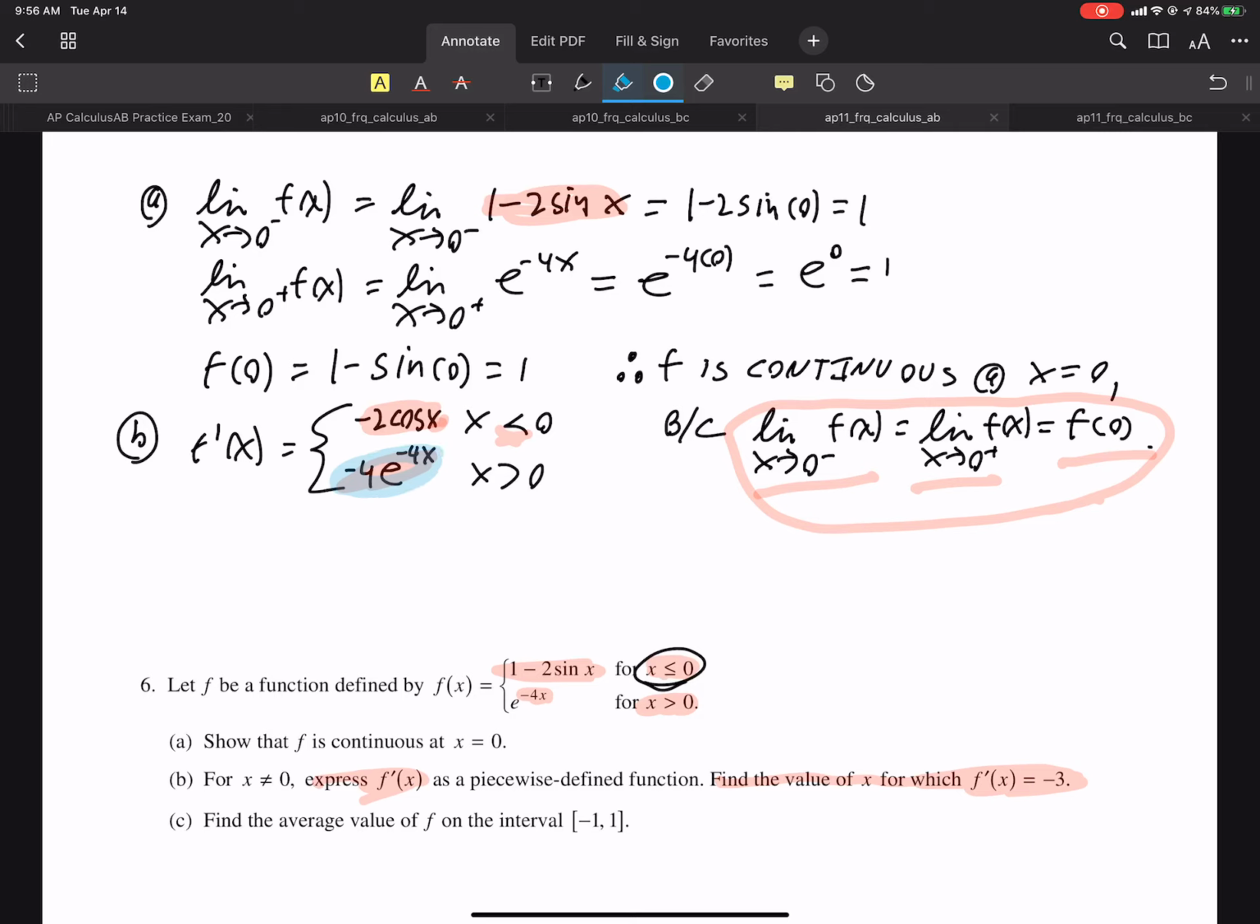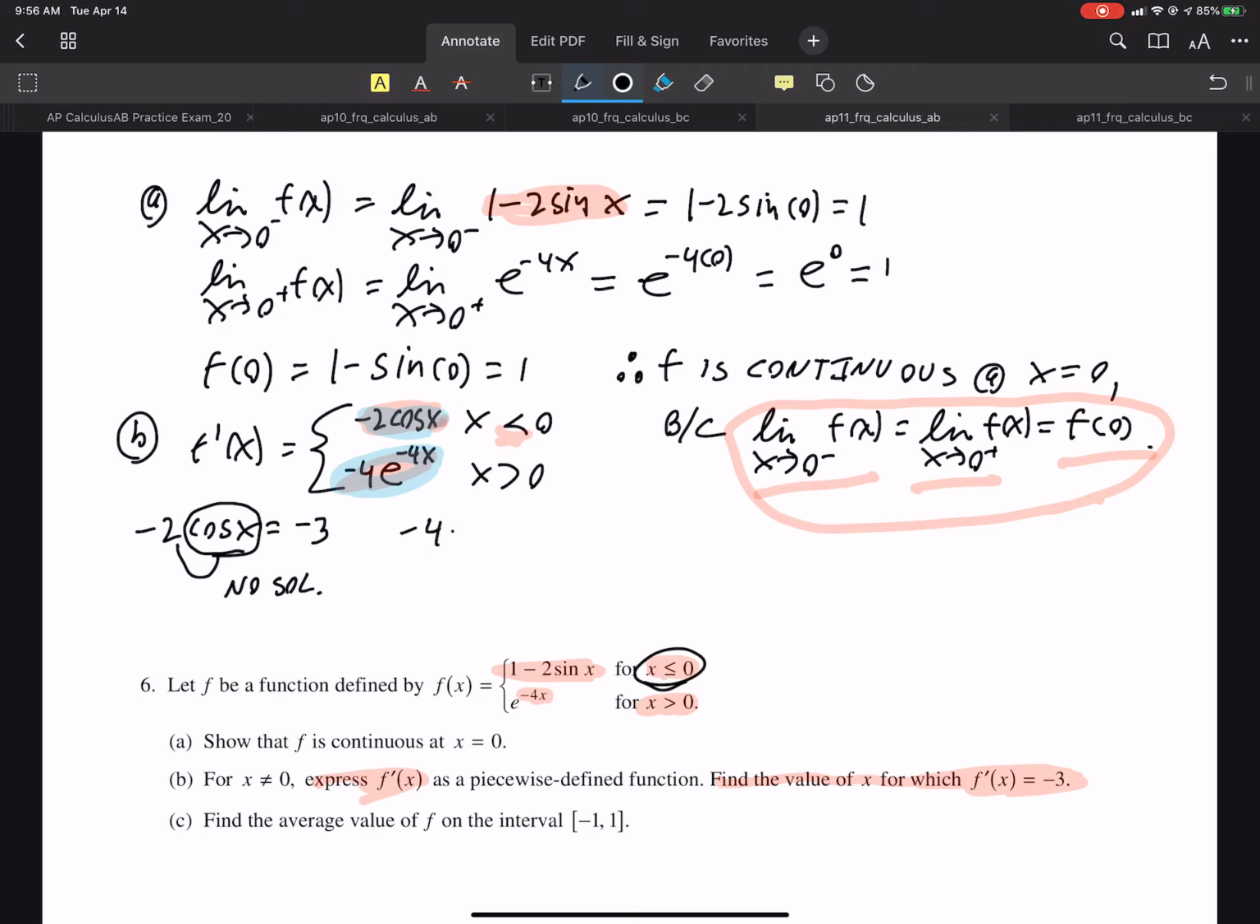So we're going to have to set, and this is the derivative, both of those equal to negative 3. Now, the first one, clearly that's never going to happen because the biggest cosine can be is 1. It can't be bigger than that. So this times this will never equal 3. So this has no solution.